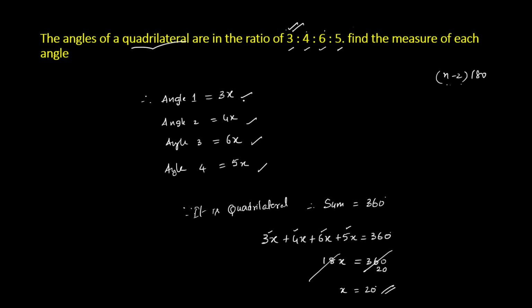మనం కనుక్కోవాల్సిన యాంగిల్ 1 ఏమవుతుంది నాకు 3 into 20 60. యాంగిల్ 2 ఏమవుతుంది నాకు 4 into 20 80. యాంగిల్ 3 ఏమవుతుంది నాకు 6 into x అంటే 6 into 20 120. అండ్ యాంగిల్ 4 5 into x అంటే 5 into 20 100.